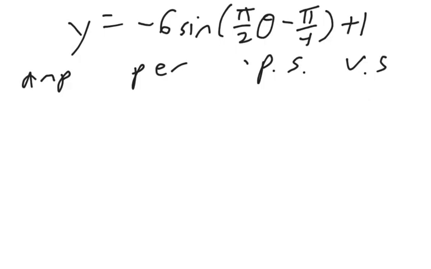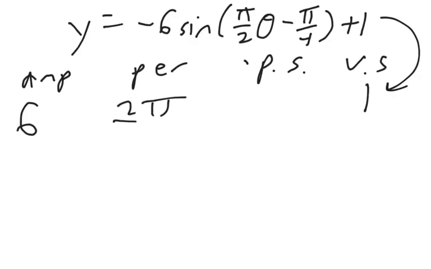Alright, in this problem we're looking for the amplitude, the period, the phase shift, and the vertical shift. Well, the vertical shift is 1, just because we just used that number right there. And the amplitude is 6, because we used the positive version of what we have in front of the sine. The period, 2 pi divided by pi over 2, so the pi's cancel, and 2 divided by 1/2 is 4.